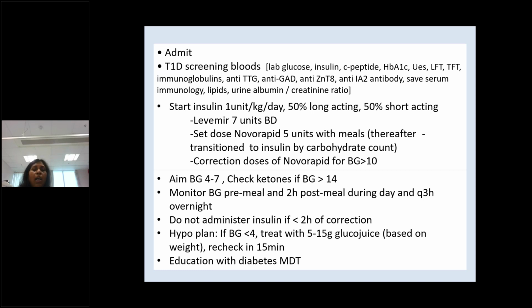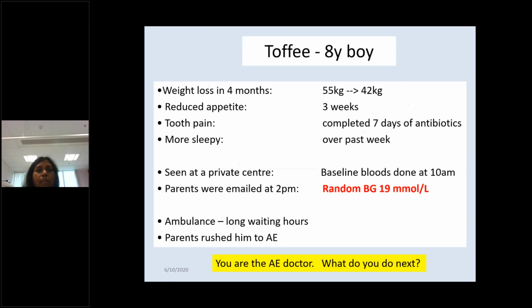Whenever we give an insulin correction, we should not correct within 2 hours of administration of Novorapid. We all know that 4 is the floor for diabetes, and if the BG is less than 4, then depending on the weight of the child, we can give them between 5 and 15 grams of glucose juice. For instance, any child more than 40 kilos, we give 15 grams, and we always recheck in 15 minutes. Then we involve the diabetic team, nurses, dietitians, psychologists and all for ongoing diabetic education. So we move on to the next question.